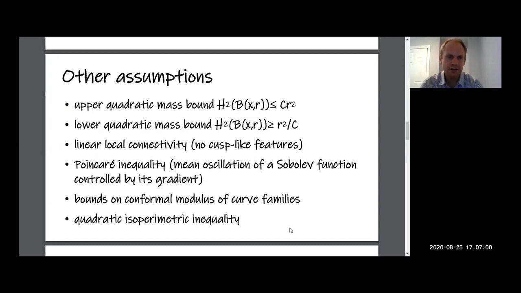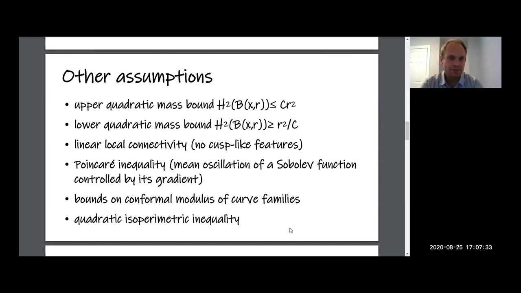Another one is a geometric condition called linear local connectivity. Intuitively, this would rule out cusps and similar geometric features from a space. Next, you can look at an analytic condition, like the Poincaré inequality. This would just say, intuitively, that the mean oscillation of a sufficiently differentiable function is controlled by the gradient of the function in a specific way.